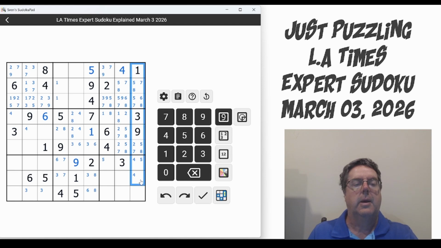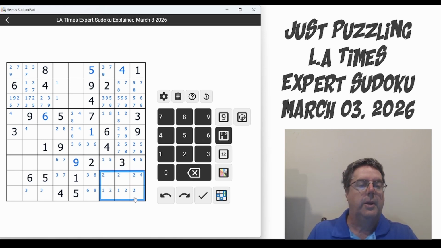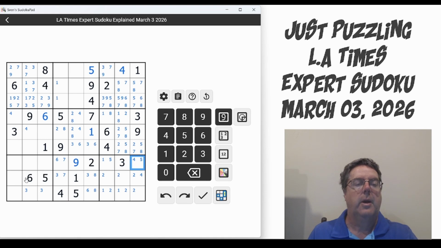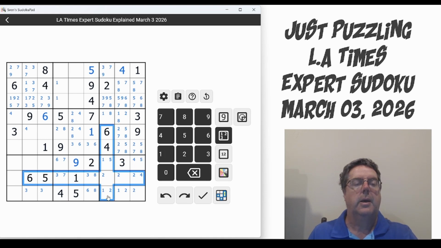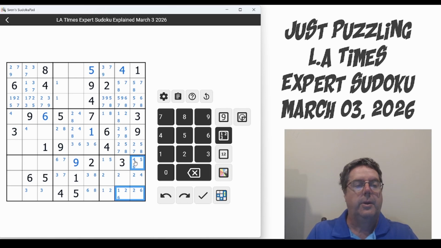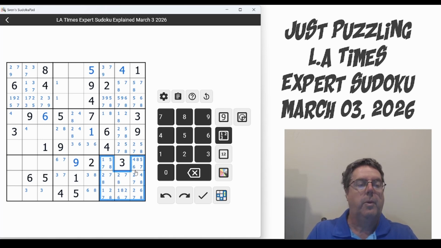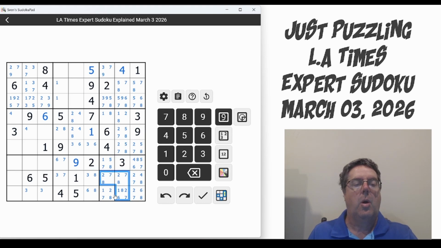1 comes down here, 1 comes across here, so 1 can be one of these. 2 comes across here, so 2 is going to be one of these. 3's there. 4 comes down here, 4 comes across here, 4 comes down here, that's why I've already got it. 4's there. 5's there. 6 comes across here and down here, so 6 is one of these. 7 is all of them. 8, guess what, is all of them. And 9 comes across here and 9 comes down here, so 9 is one of these.